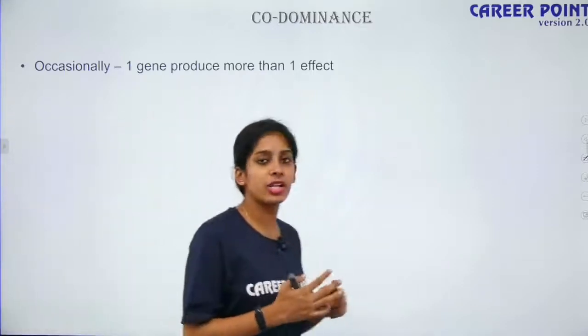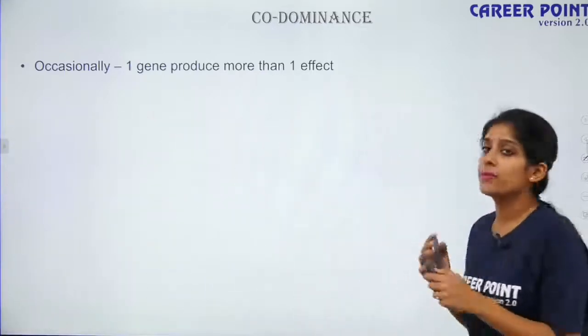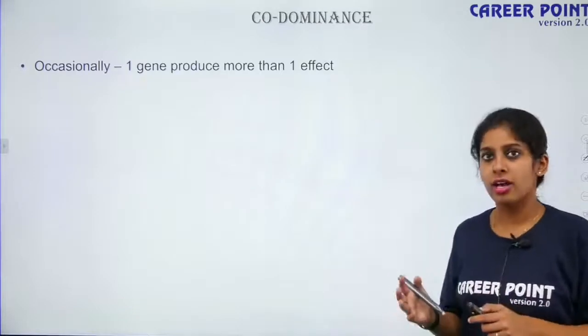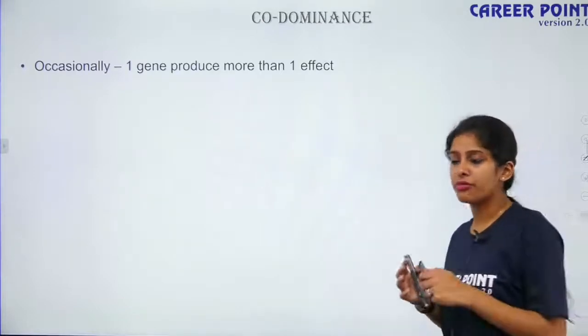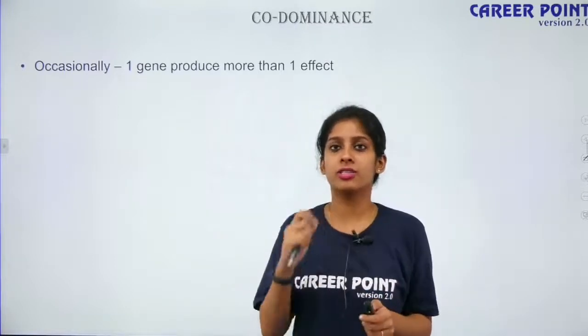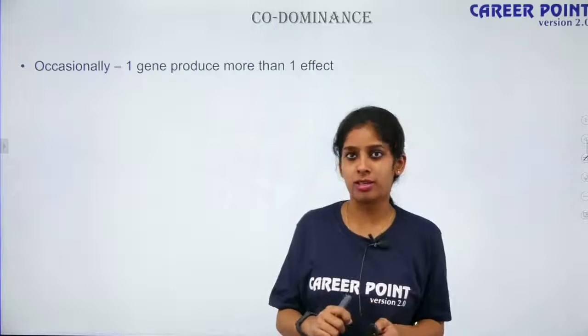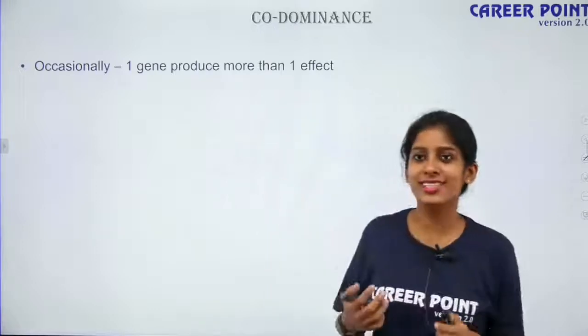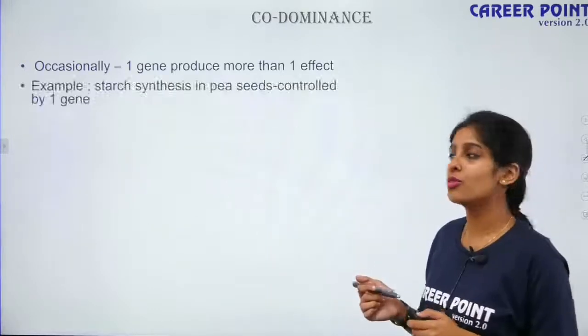So occasionally what happens is one gene produces more than one effect. So sometimes people are so smart, right? You find the student who can do 2 things brilliantly, but at the same time we are struggling to do one thing positively better. But there are some occasional cases where one gene produces more than one effect.